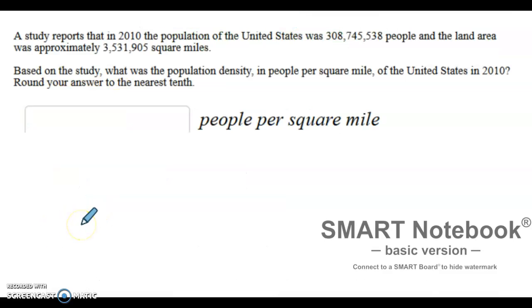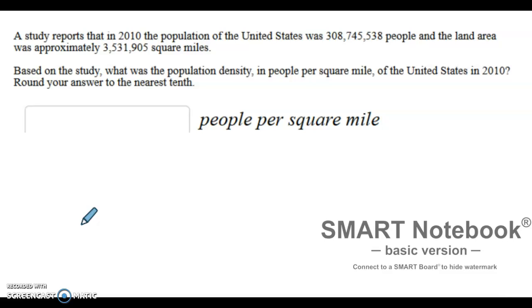Alright, now we have a problem that you're going to try on your own. So a study reports that in 2010, the population of the United States was 308,745,538 people, and the land area was approximately 3,531,905 square miles. Based on the study, what was the population density in people per square mile of the United States in 2010? Round your answer to the nearest tenth.